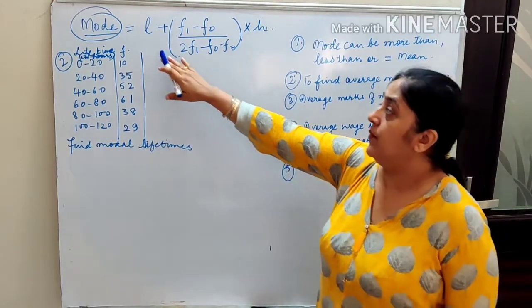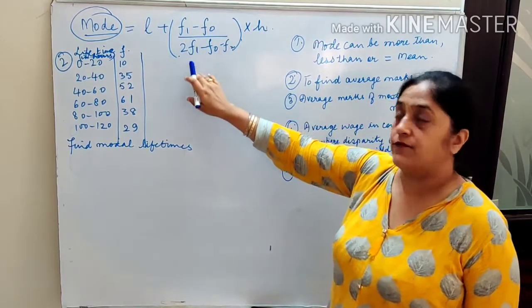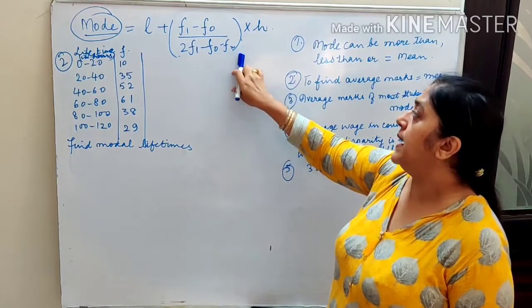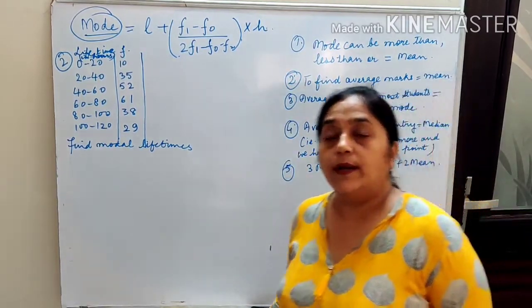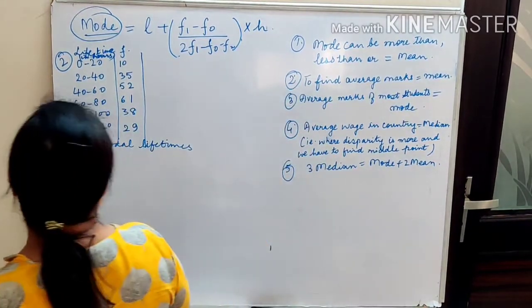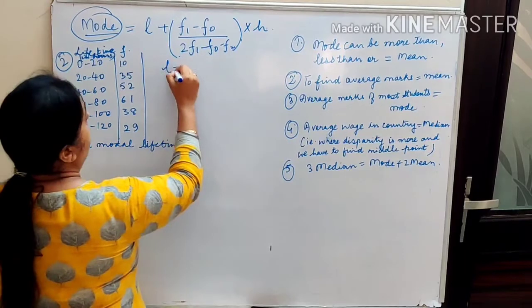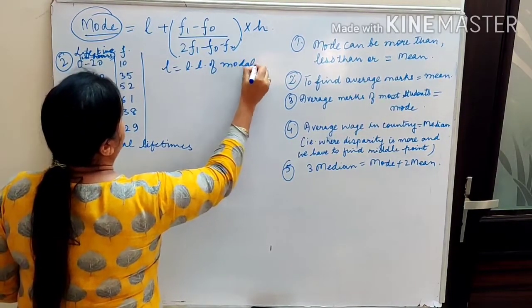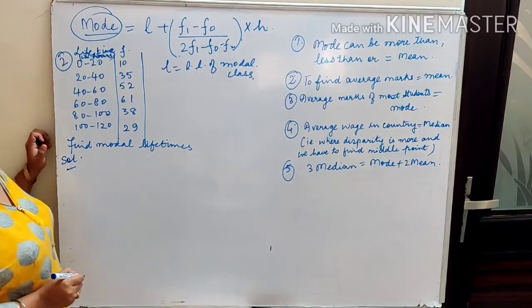Again, for finding mode, the formula is L plus F1 minus F0 upon 2F1 minus F0 minus F2, into H. Now what is L? L is the lower limit of the modal class. So first of all, for finding mode, you have to know what the modal class is.